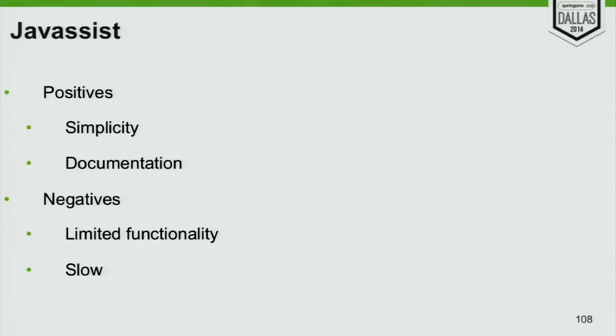What were the positives? Well, it's relatively simple. We got to write pure Java code. There wasn't too much programming to do. And there's relatively good documentation on Javassist out there. The negatives is that you're limited on functionality because you're not working at the bytecode level, you're working at the Java language level. And it tends to be slower than some of the other bytecode manipulation frameworks out there.